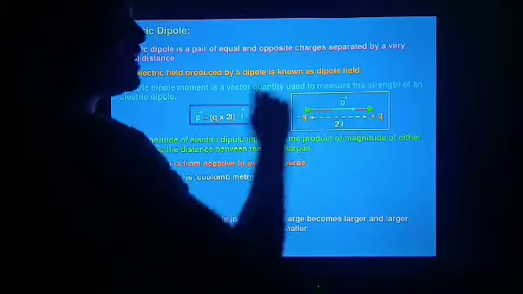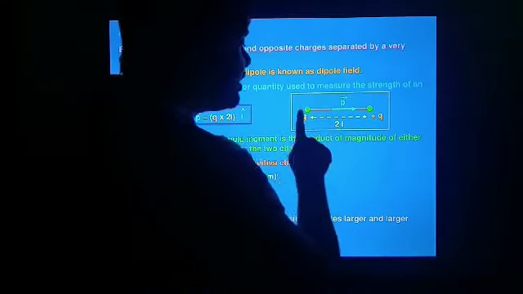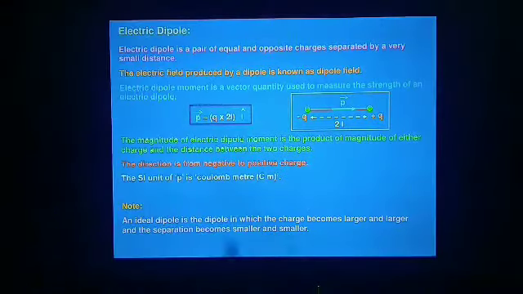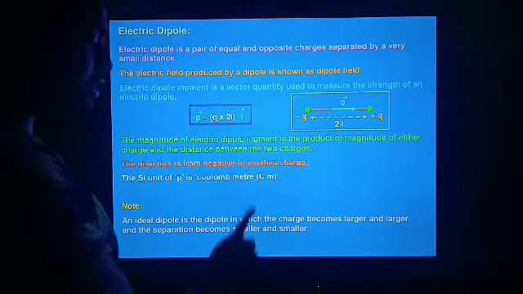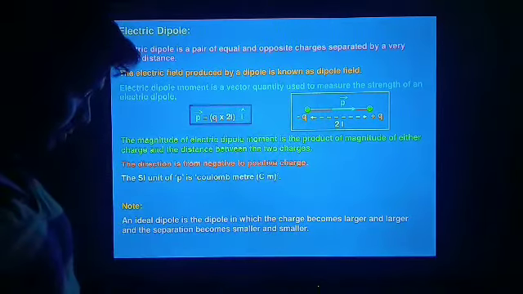What is the direction of the electric dipole? Important: it is always from negative to positive. What is the unit of electric dipole moment? It is coulomb meter.